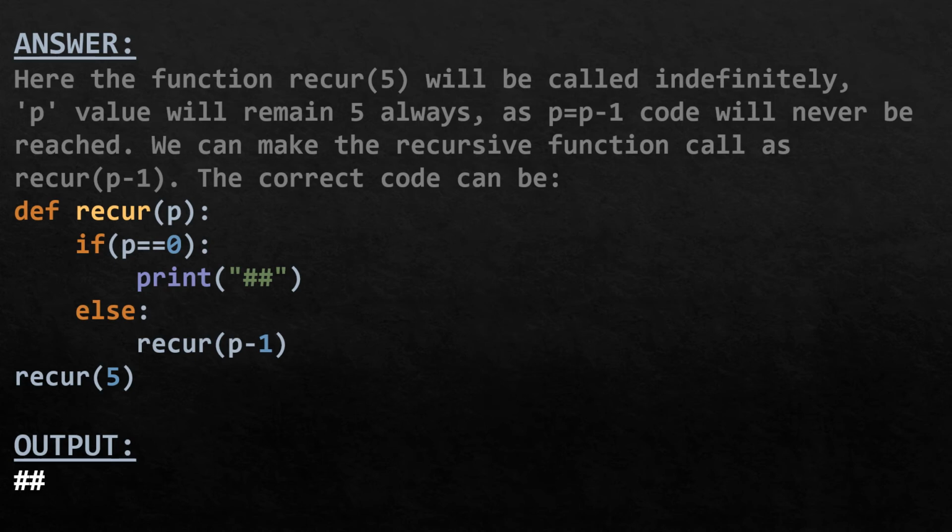Now the correct code can be def recur of p. If p equal to 0, print hash, else recur of p minus 1. That means every time the recursive function is called, the p value will be decreased by 1 and finally it will reach 0, and it will satisfy the base condition and will come out of the loop by printing the hash symbol.